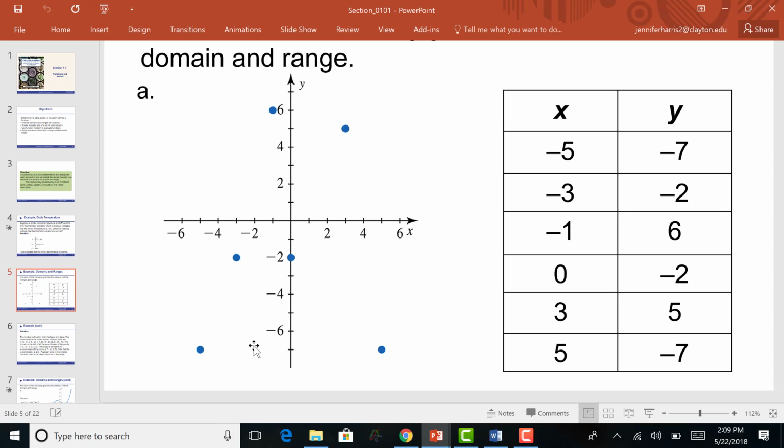Yep. What's the next blue point up that you see? The next one right above my finger. -3, -2. That's next. Next point. 0, -2. All right, next one. Wait, I missed one. What's the one way up at the top by the 6? -1, 6, then the 0, -2. What's this one next? Right here, above my finger. 3, 5, and the last one.